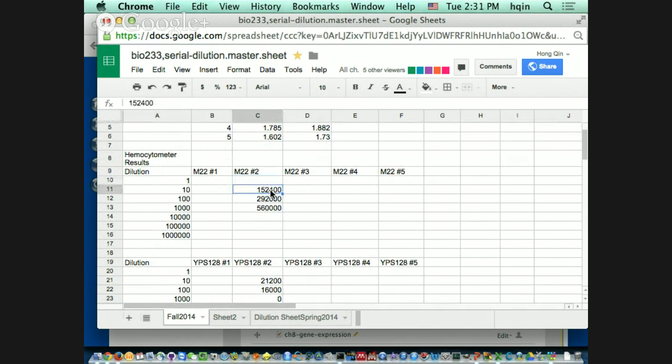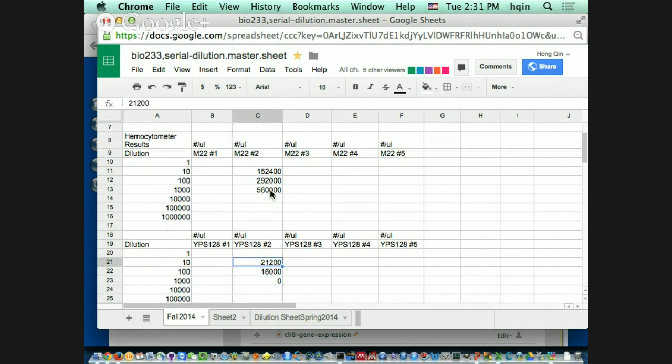Group 2 seems to have put some results there. That seems to be too few cells. I should say that the number of cells per microliter is the concentration. And the same thing at the bottom, the number of cells per microliter as the concentration. And this number is too low to be true, right?